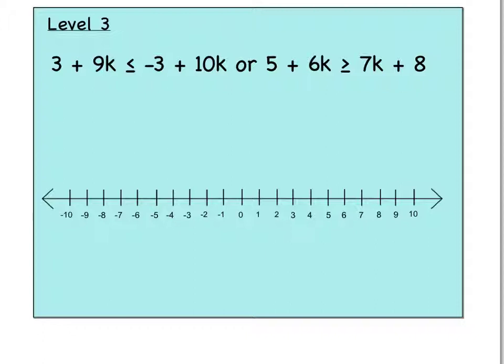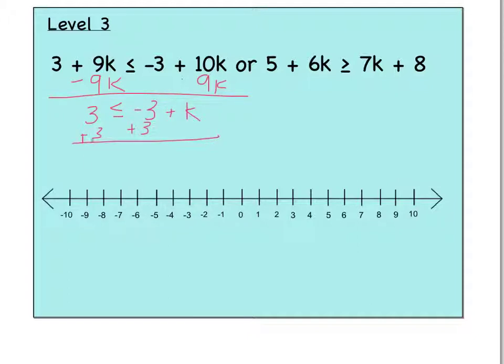Here, this one's or, so we can graph both as they are. I'm going to go ahead and combine like terms. I'm going to subtract 9k from each side. We get 3 is less than or equal to -3 plus k. Add 3 to both sides. We get 6 is less than or equal to k, or we could reverse that and say k is greater than or equal to 6, because this inequality is opening towards the k. So greater than or equal to 6, and we can just plot that whole thing because it's an or statement.